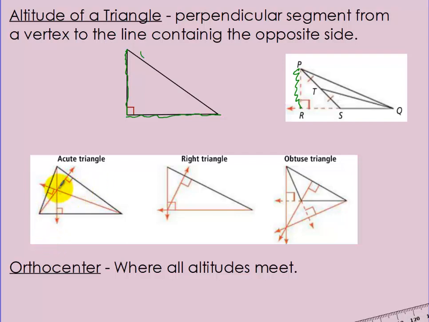The point where all the altitudes intersect is called the orthocenter. It's where all the altitudes meet. Note that they don't have to be inside the triangle. Sometimes they're on the line. Sometimes they're outside. Sometimes they're inside the triangle. This is called the orthocenter.